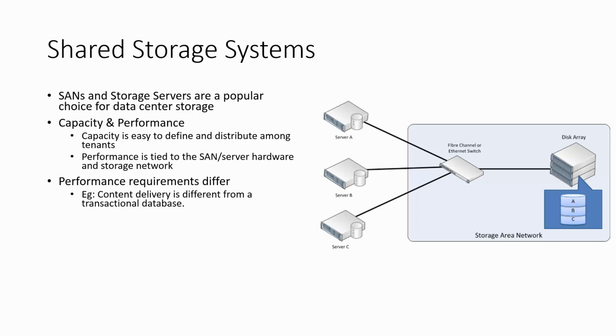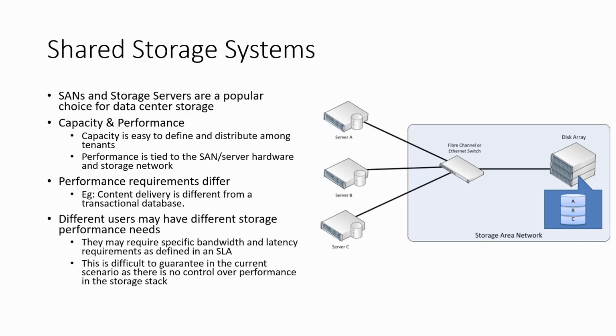For the content delivery service, they would be more interested in peak bandwidth, whereas in a transactional database, they would be more interested in end-to-end latency for each request, as well as the number of requests that can be completed in a second. Therefore, different users may have different storage performance needs, and usually they require some specific bandwidth or latency requirements as defined in an SLA. Now, this is difficult to guarantee in the current scenario because you don't have control over performance in the storage stack. Right now, the only option is to create separate SAN systems for separate storage performance needs.